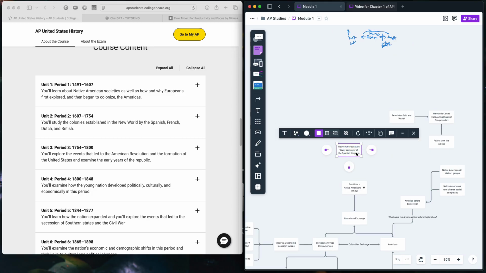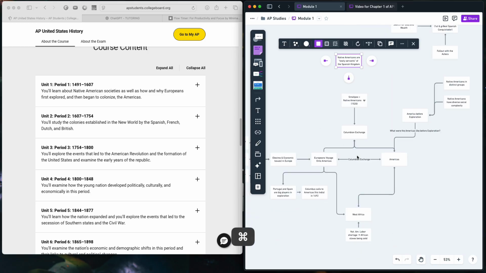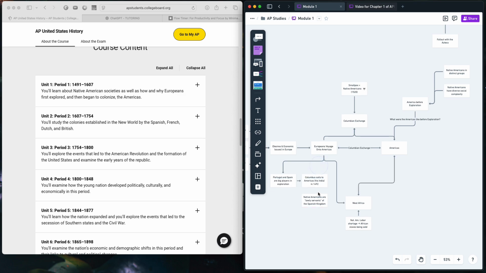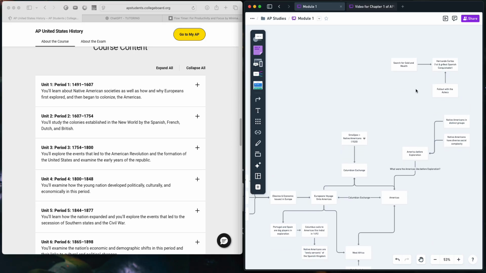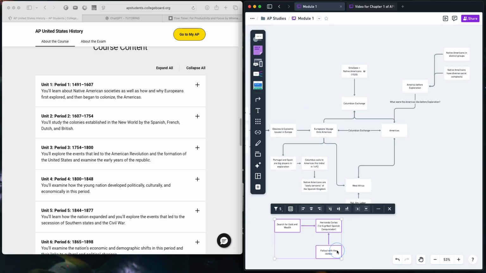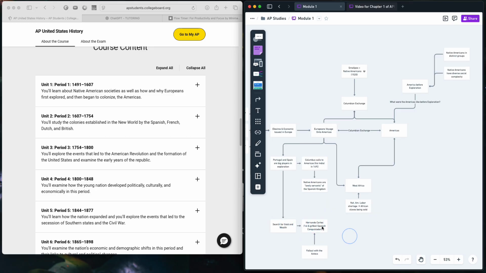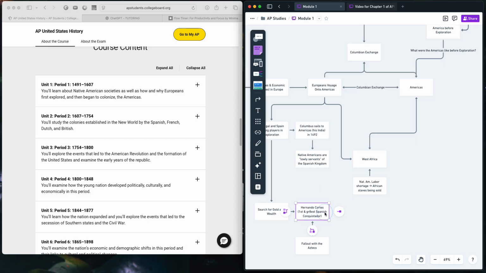Then we have Native Americans as lowly servants of the Spanish kingdom. So they are considered lowly servants of the Spanish kingdom. We'll say Columbus sails to the Americas in 1492, and after that he thinks they're lowly servants of the Spanish kingdom. Then we have this idea of big players of exploration searching for golden wealth. Hernando Cortez becomes one of the greatest conquistadors. He's also the first one, and he has a fallout with the Aztecs. Good things to know, and we've built out a whole map.